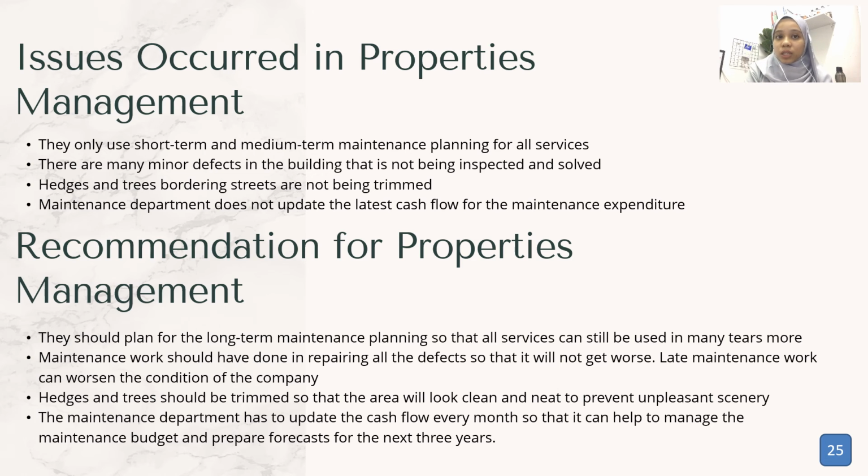While for the recommendation, they should plan for long-term maintenance planning so that all services can still be used for many more years. Maintenance work should be done in repairing all the defects so that they will not get worse. Late maintenance work can worsen the condition of the company. Hedges and trees should be trimmed so that the area will look clean and neat and prevent unpleasant scenery. And the last one is the maintenance department has to update the cash flow every month so that it can help to manage the maintenance budget and prepare forecasts for the next 3 years.